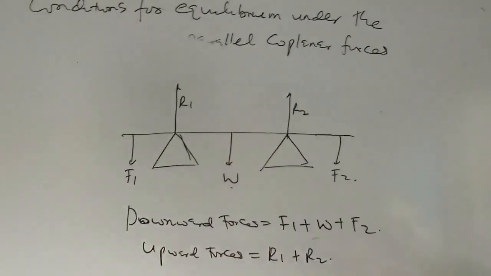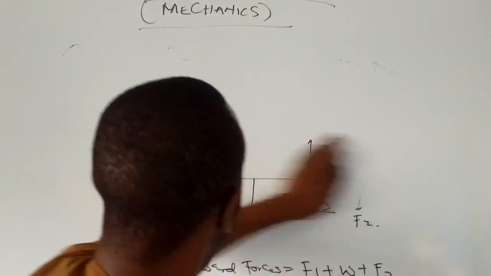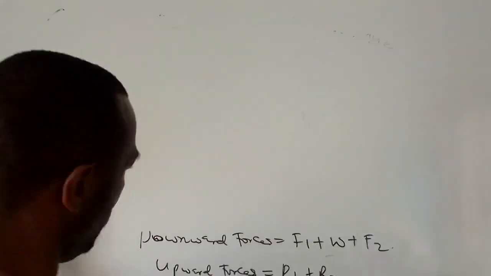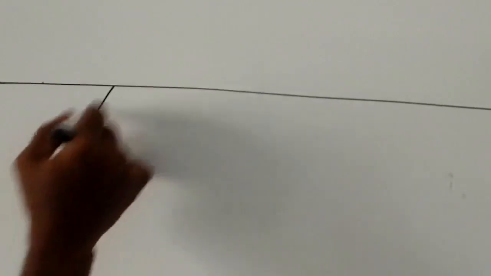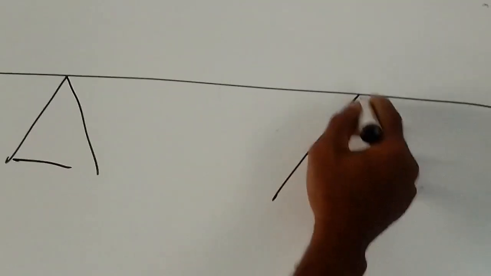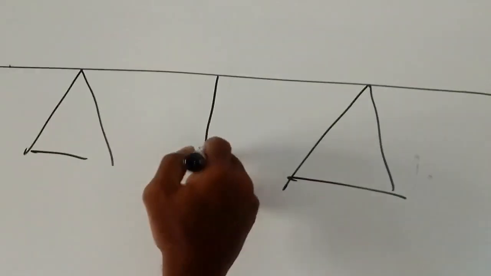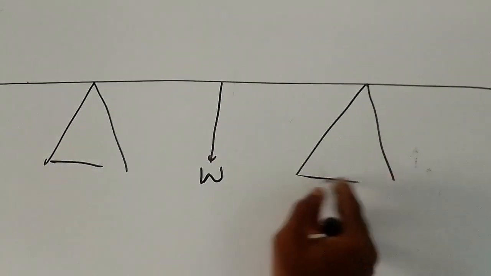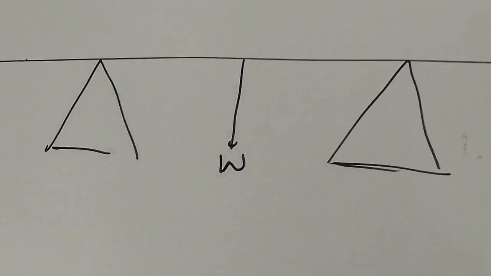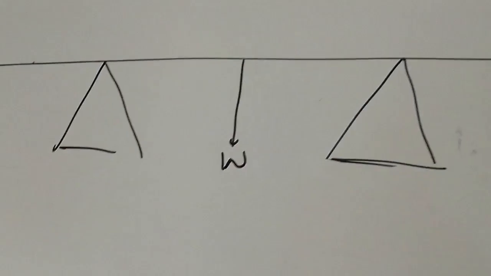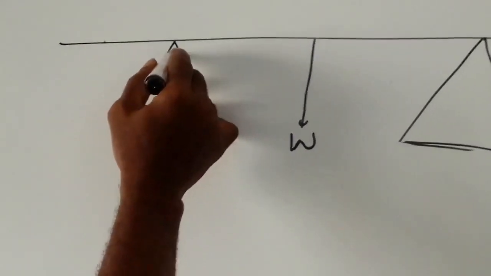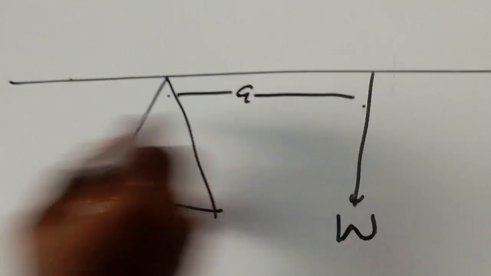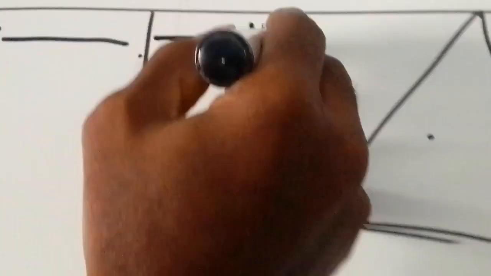So the next thing is, we're going to look at how to evaluate problems on moment involving a double pivot system. So let's have a sketch of a double pivot system. We have a pivot here, and that pivot here. Let this be the weight of the rod acting downwards. It could be a uniform rod or not a uniform rod, but the weight will act at the center of gravity as we have explained before in our previous video. The distance between this and this, let's call it small letter A. The distance between this one and that, let's call it small letter B.